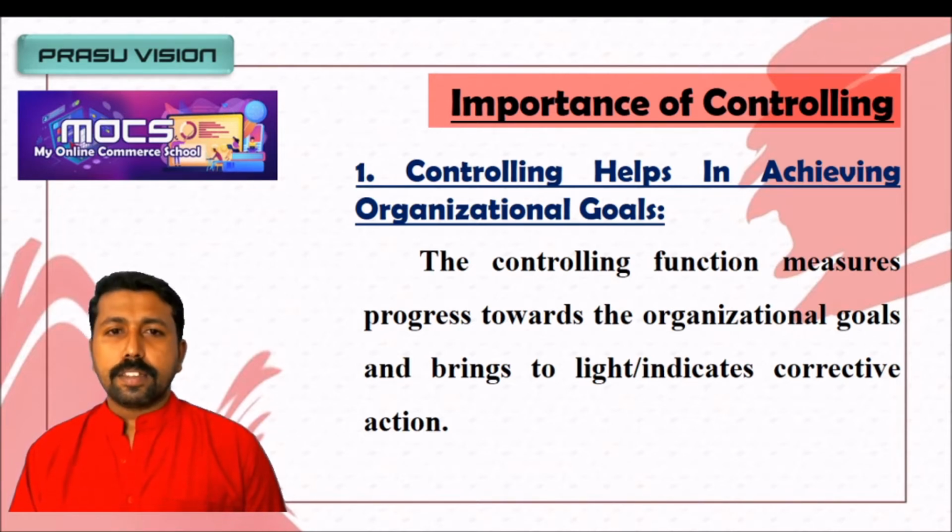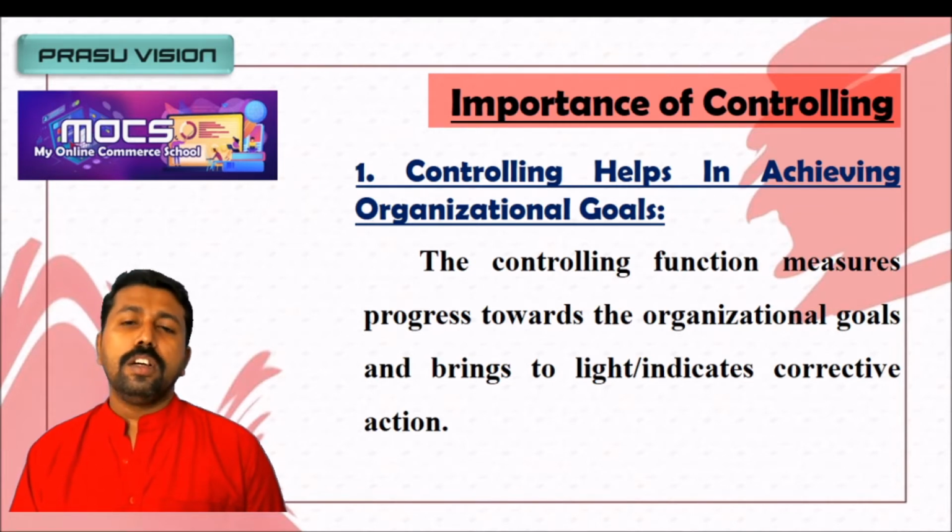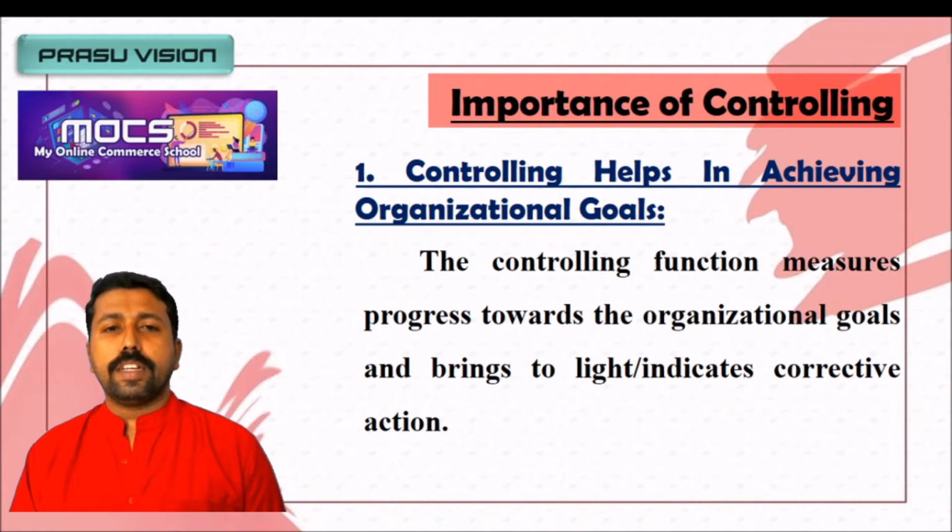The first point indicates controlling helps in achieving organizational goals. You know very well, we have learned the different objectives of an organization: social, personal, organizational objectives. So here, through controlling all the elements of an organization in the right way, as per the plans, we can achieve maximum organizational goals. The controlling function measures progress towards the organizational goals and brings to light the need for corrective action.